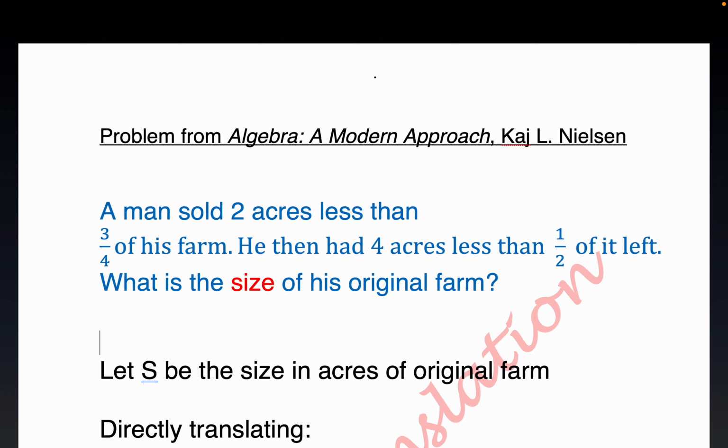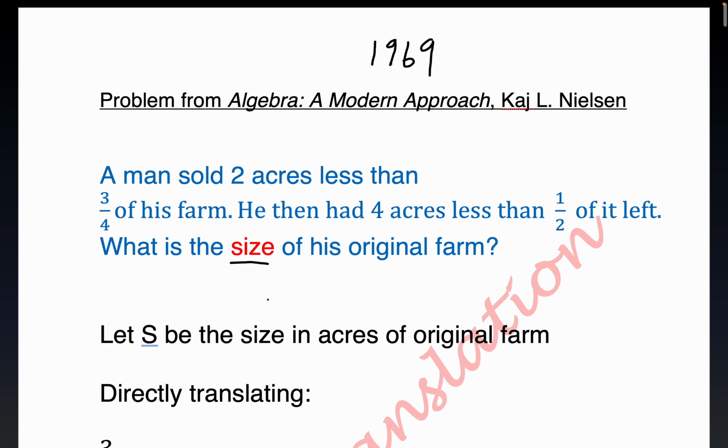A problem for you that comes from a 1969 algebra textbook. I believe this book was written in 1969. And it's a word problem, the dreaded word problem. We're hunting for the size of a farm given a couple of conditions, all right? And by size, we mean the area, folks, the area.